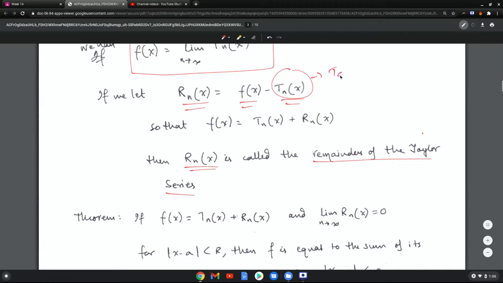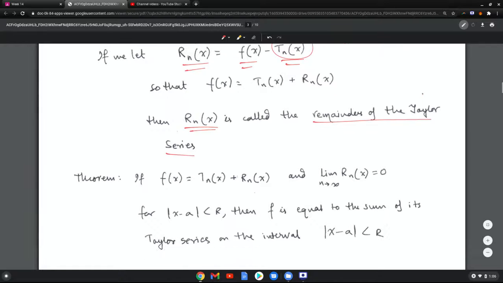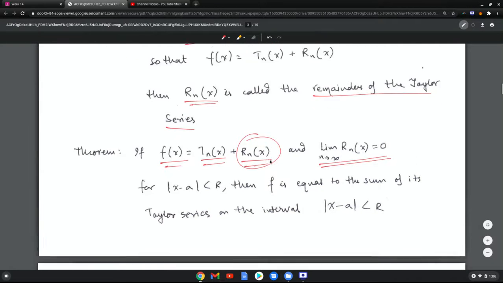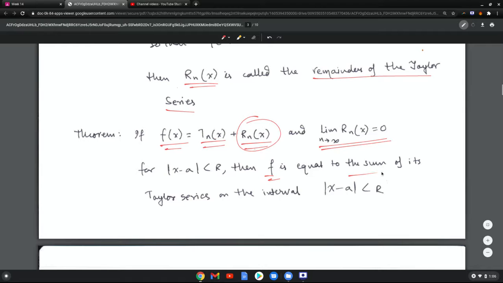This is called the Taylor polynomial. We use the word polynomial because n is finite. So you stop at a certain power of x, that makes it a polynomial. A power series is not a polynomial. If your function is the sum of the Taylor polynomial and the remainder, and the limit of the remainder is 0, then f equals the sum of its Taylor series on this interval. This is just a fancy way of saying that if your remainder under the limit is 0, then under the limit, the Taylor polynomial equals the function.